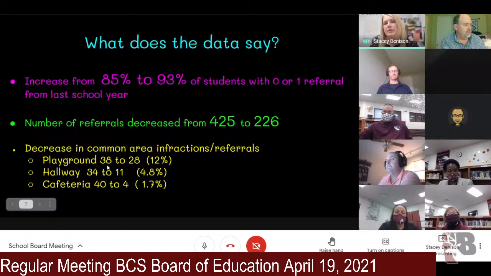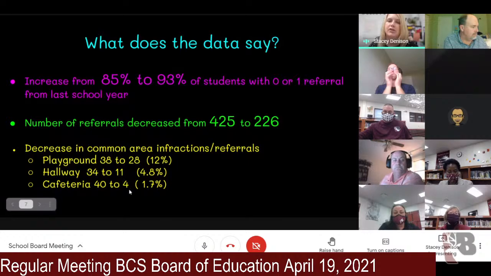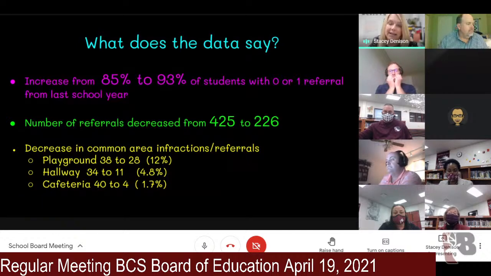So the playground was a reduction of 38 infractions down to 28, which is 12% of all our referrals. And the hallway was reduced from 34 last year to only 11 referrals so far this year. And the cafeteria is the main one. That went from 40 referrals last year down to only 4 so far this year. So only 1.7% of our referrals are coming from the lunchroom.